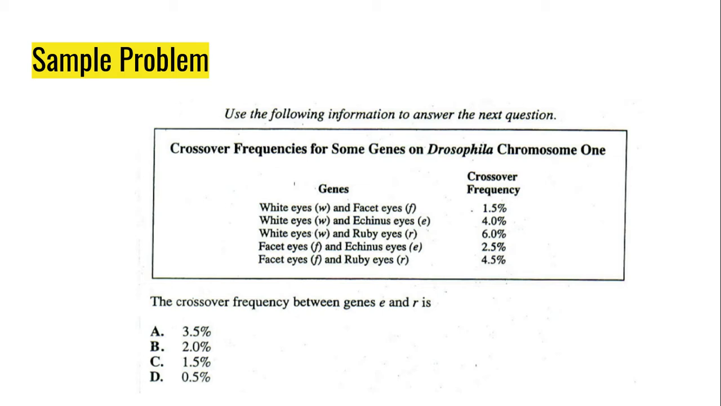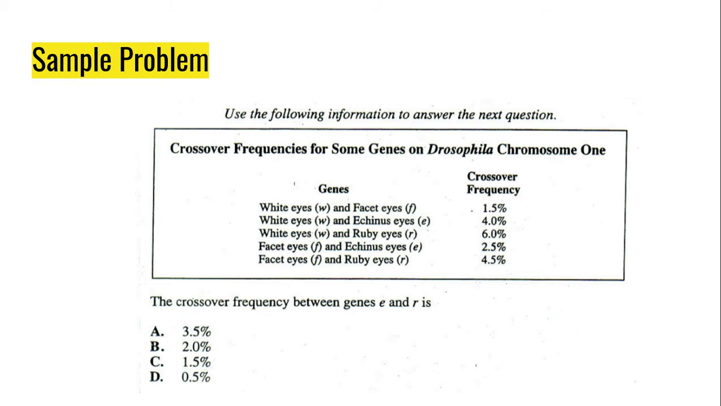We see that we have a combination of white eyes and facet eyes, white eyes and echinus eyes, white eyes and red eyes, facet eyes and echinus eyes, and facet eyes and ruby eyes. What we're looking for is the frequency of crossover between the genes for facet eyes, or between the genes for echinus eyes and for ruby eyes.